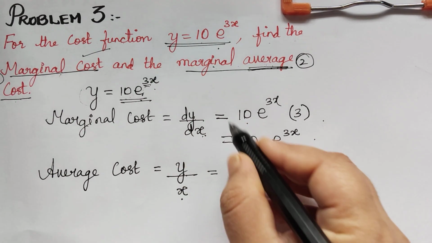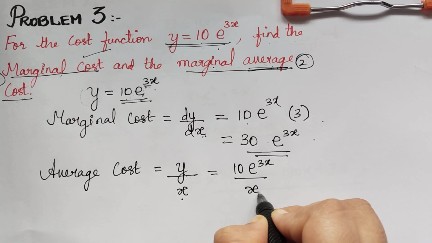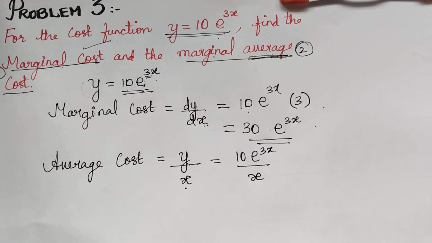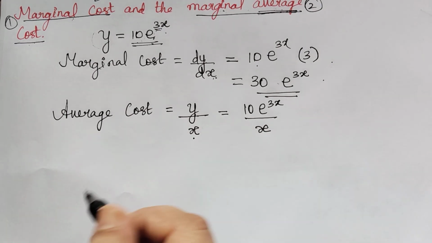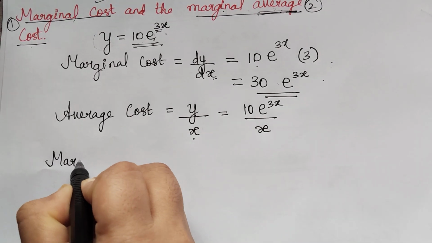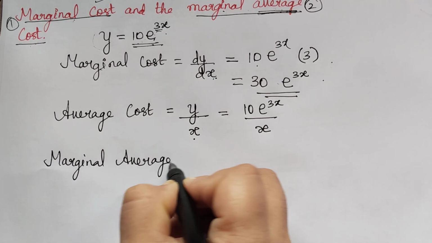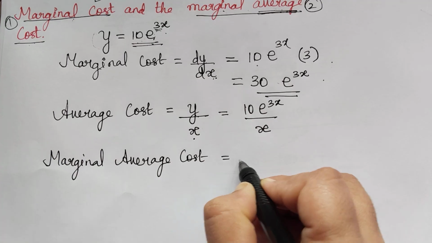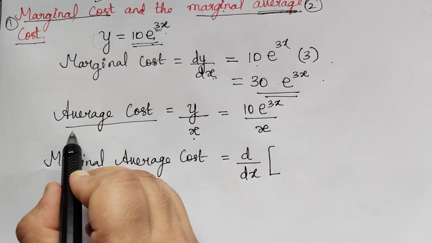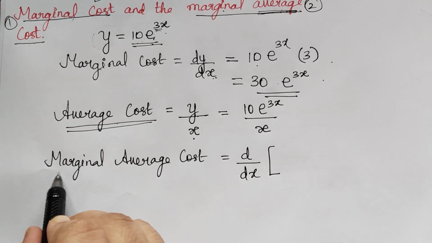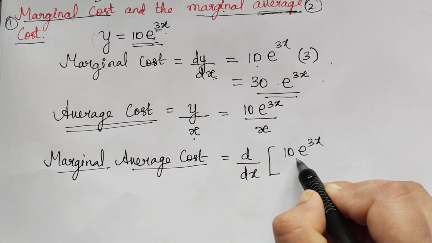So therefore here y is 10 e to the power 3x, divided by x. So this gives us the average cost. Now this has to be differentiated with respect to x so that we get the marginal average cost. So marginal average cost is equal to d by dx of the average cost. When you differentiate the average cost, you get the marginal average cost. So it is 10 e power 3x by x.